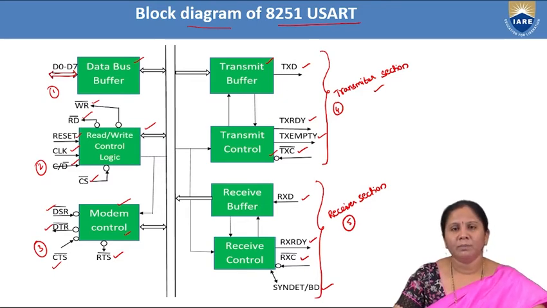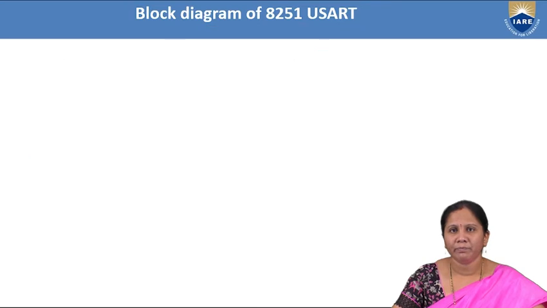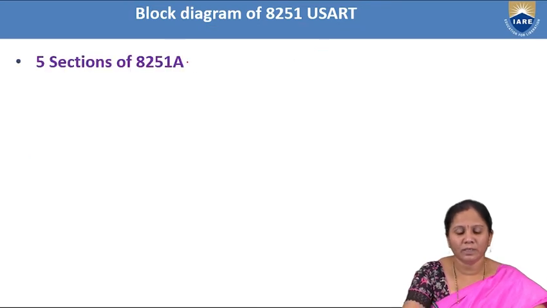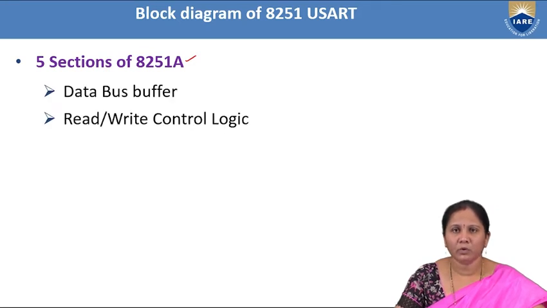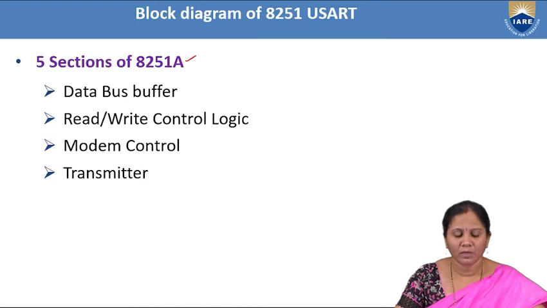Now coming to the detailed discussion about each block of the 8251 architecture. Totally it consists of 5 sections. What are the 5 sections? Data bus buffer, read-write control logic, modem control, transmitter section, and receiver section. We will discuss all these 5 sections in detail.